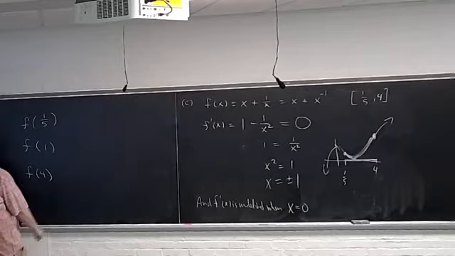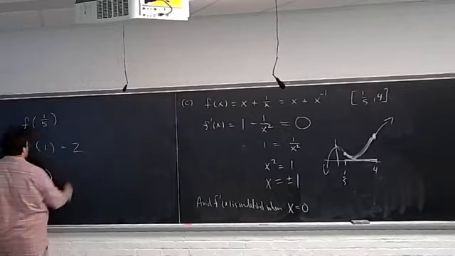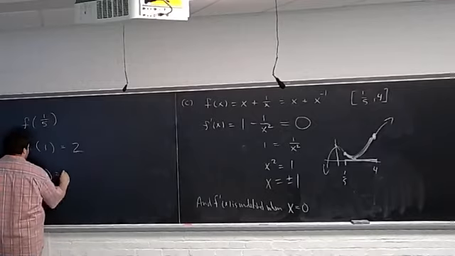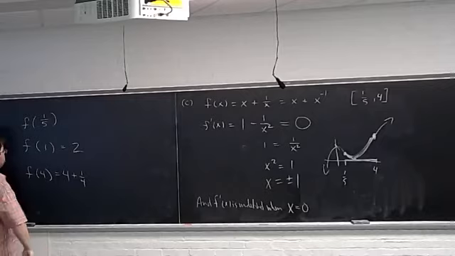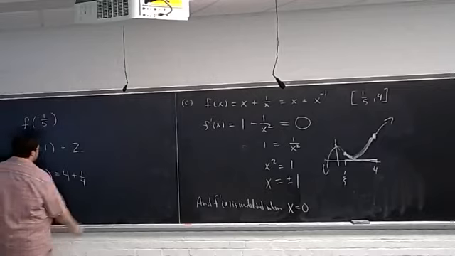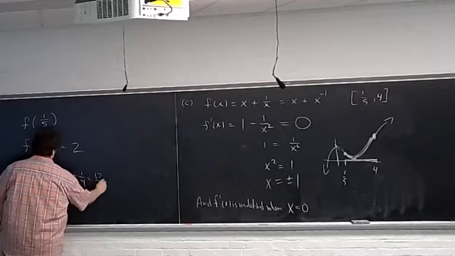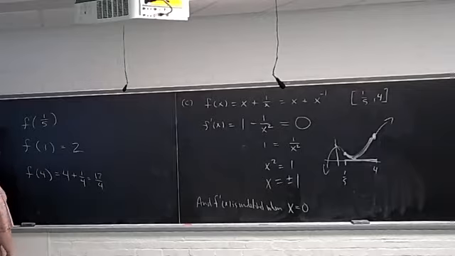F at 1, I'll do that one first, is 1 plus 1, which is 2. F at 4, 4 plus 1/4. You could write this as 17/4. You could write it as 4 1/4. I'll just leave it like that.